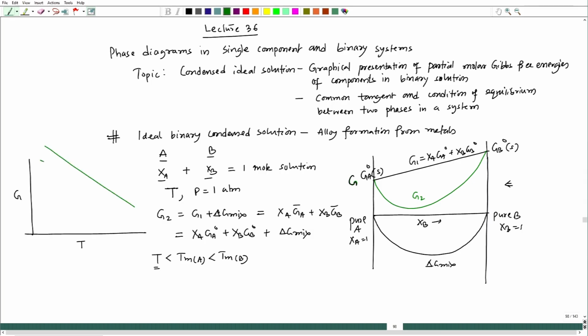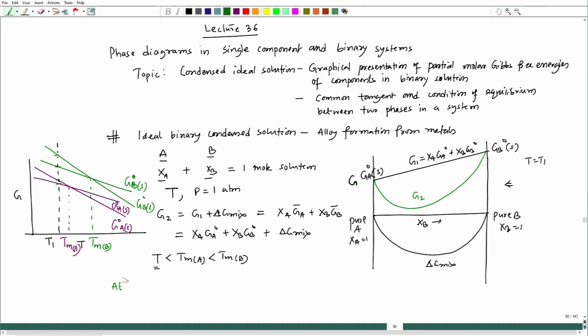So, let us say this is for B, TMB, and then another one, let us say this is TMA, and we are taking a temperature here, and if I take that temperature, let us say T equal to T1, and if we take those hierarchy of free energy, this is G naught A for liquid, this is G A naught for solid, this is G B naught of solid, this is G B naught for liquid.